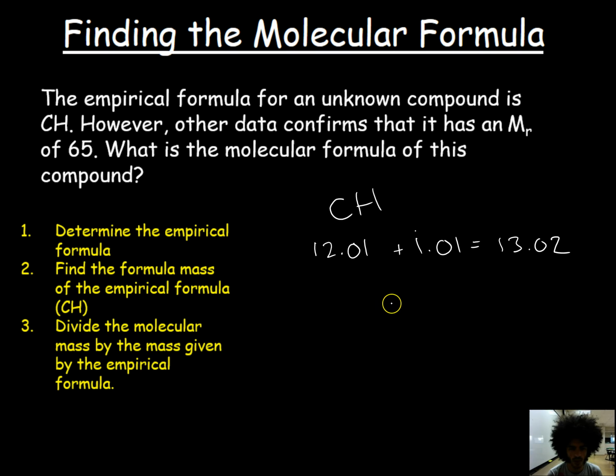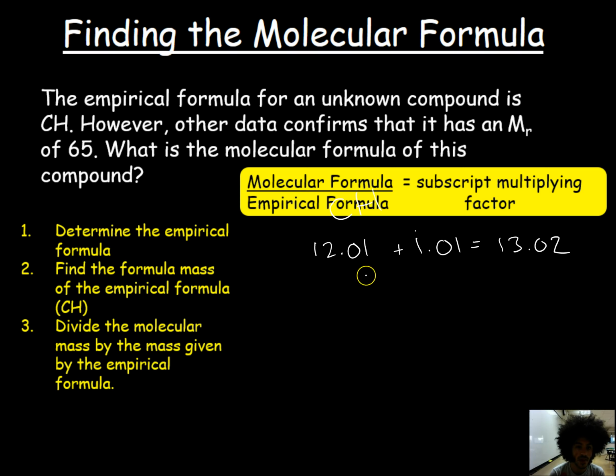My third step is I have to divide the molar mass by the mass given by the empirical formula. So the molecular formula mass divided by the empirical formula mass is going to give you this subscript multiplying factor. Now my Mr is 65, so that's my molecular formula mass. My empirical formula mass is what I worked out over here, 13.02. So 65 divided by 13.02 gives me 4.99, which is basically 5.